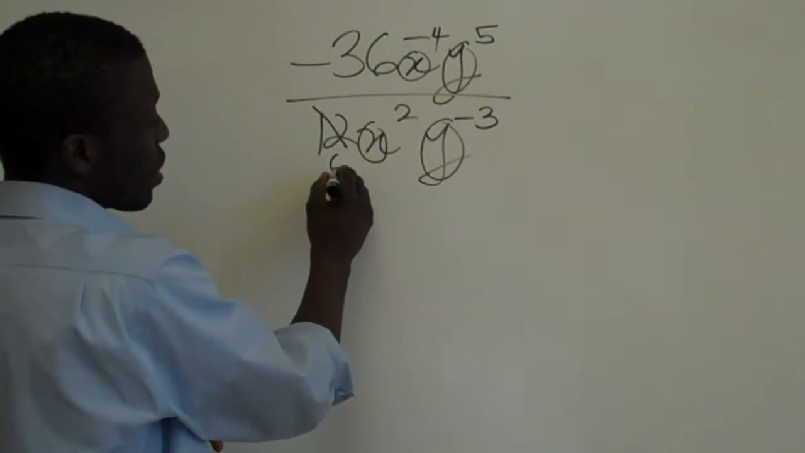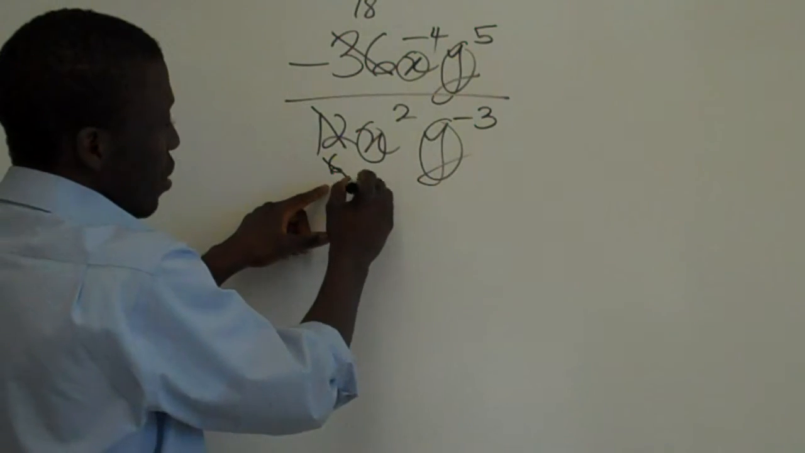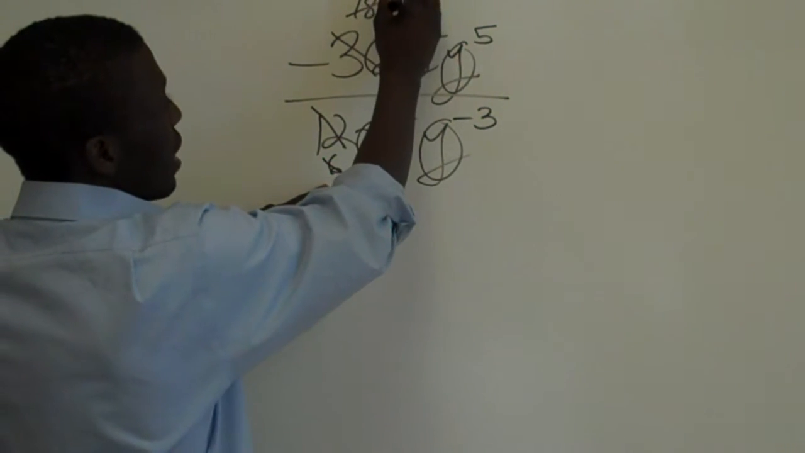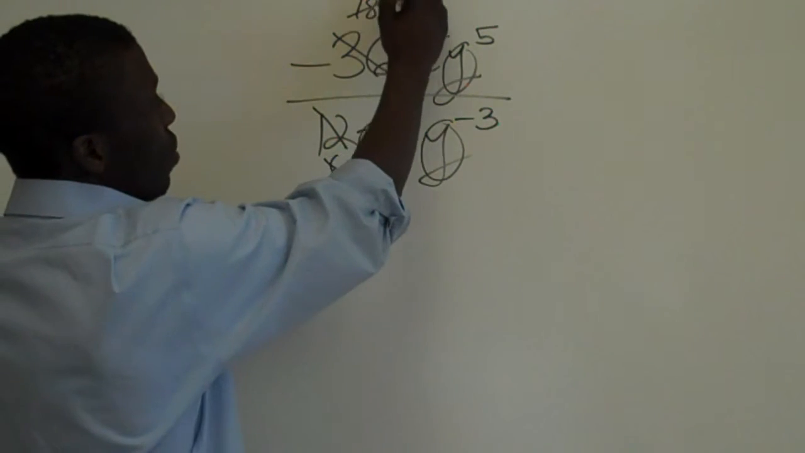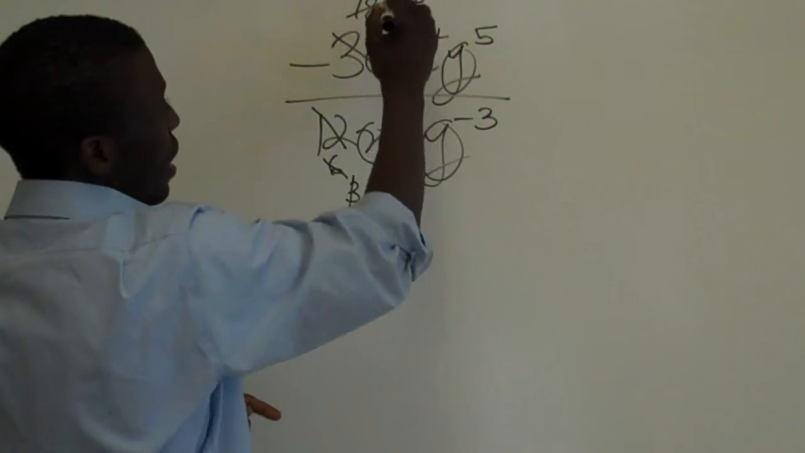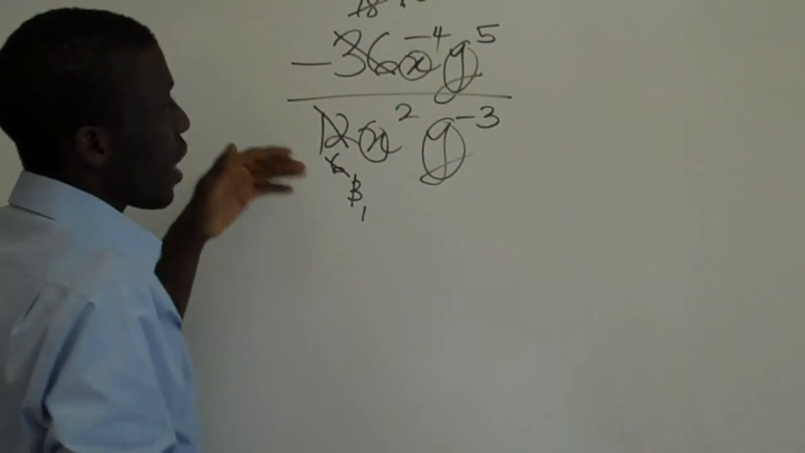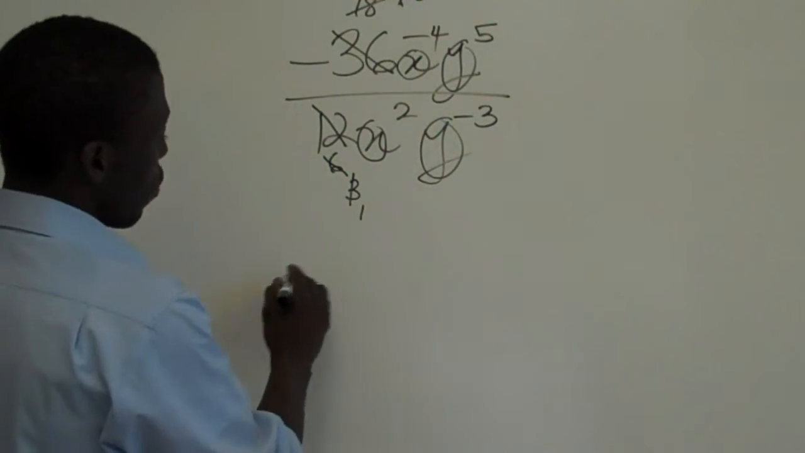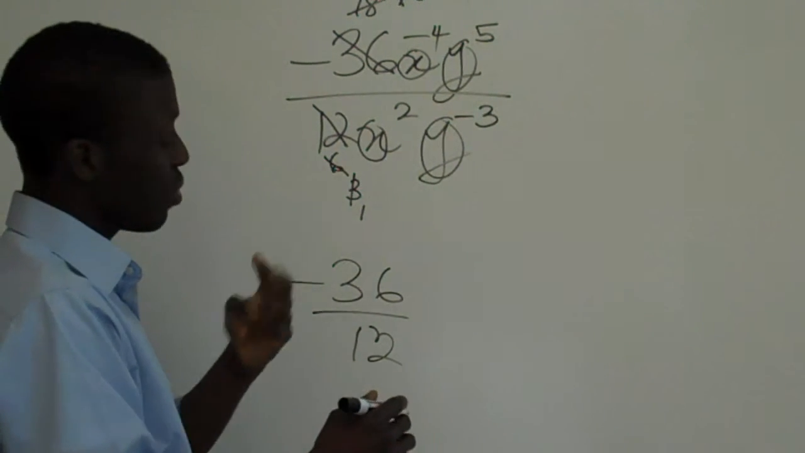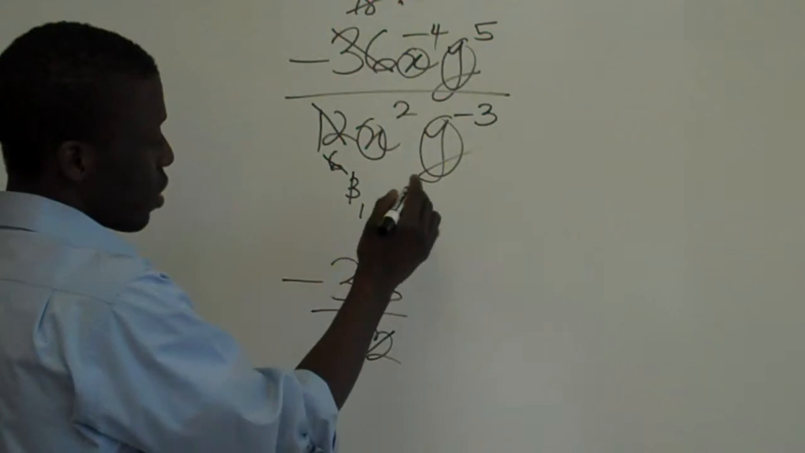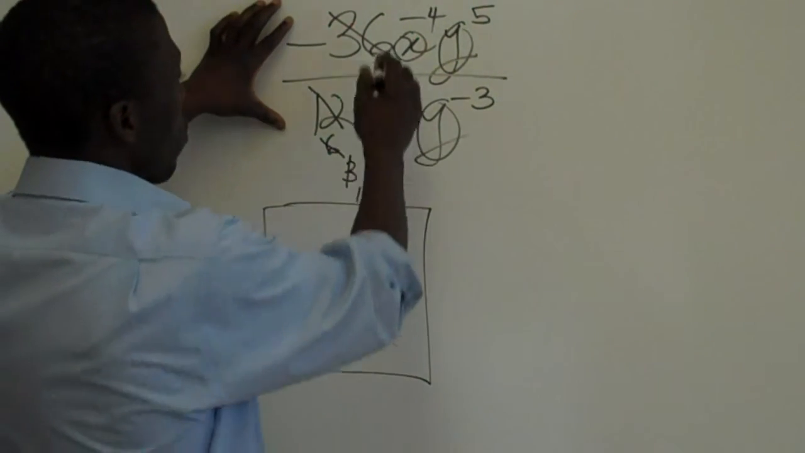So let's try that. 2 goes into 12 6 times, 2 goes into 36 18 times. 2 goes into 6 3 times, 2 goes into 18 9 times. 3 goes into 3 once, 3 goes into 9 3 times. So now we have minus 3 for the numbers. If you don't want to use that long method, if you have negative 36 over 12 and you know that 12 goes into 36 3 times, then just go once. That's the other way to do it. Now we're done with the number part of the problem.